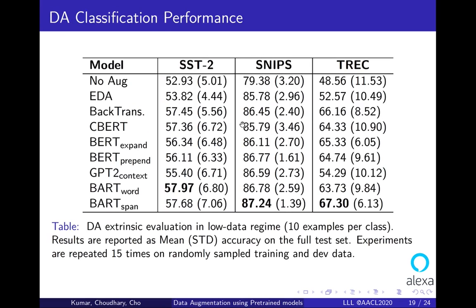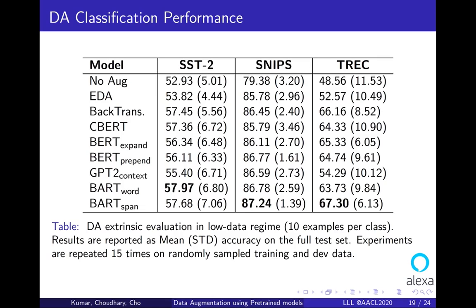So here we present all methods' classification performance. And here I will be discussing a few important results. So the first thing to note is that for this experiment, we are using 10 training examples per class. As shown in this table, the BART-based method outperforms all data augmentation techniques, including the baselines as well as other pre-trained augmentation methods.